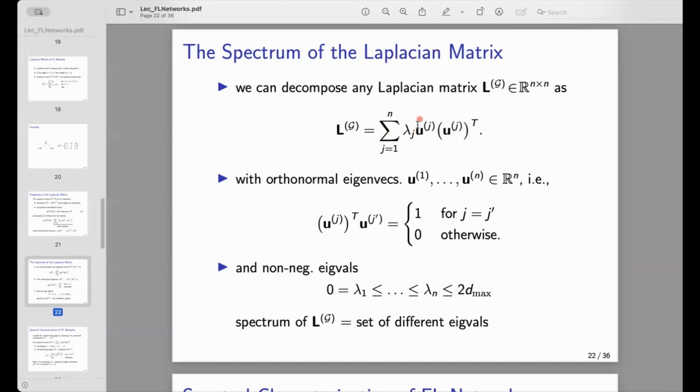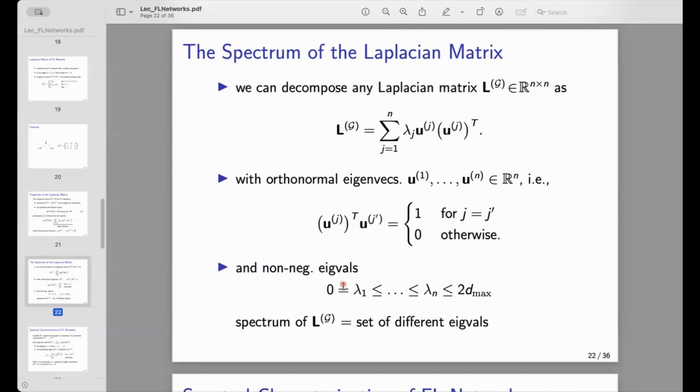Each component in this sum is a weighted rank 1 matrix, and the weights, this lambda j, are the eigenvalues of the Laplacian matrix, and these vectors u superscript j are the corresponding eigenvectors of the graph Laplacian matrix. These vectors can be chosen to be orthonormal, so we can find orthonormal eigenvectors such that this identity holds. It's typically very nice to work with orthonormal eigenvectors because they have zero inner product, so they don't interfere in some sense.